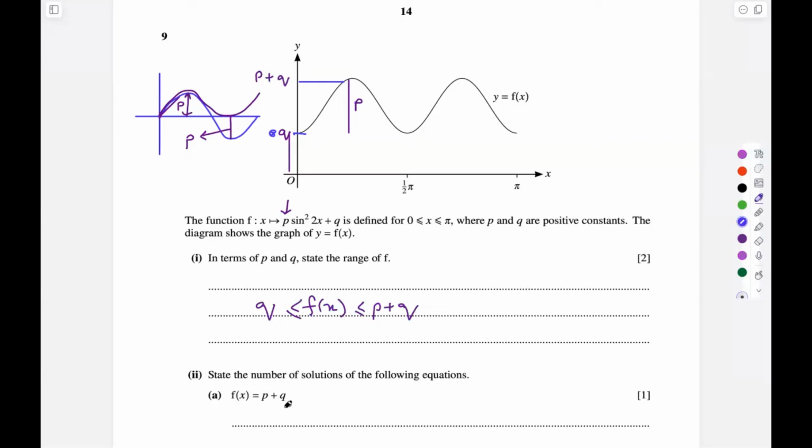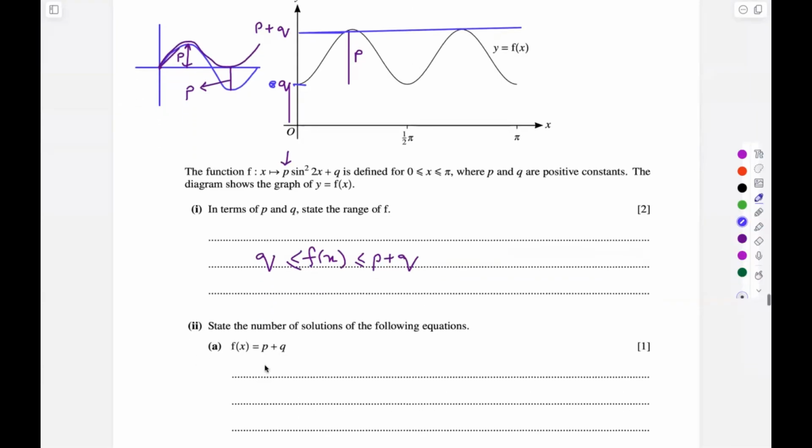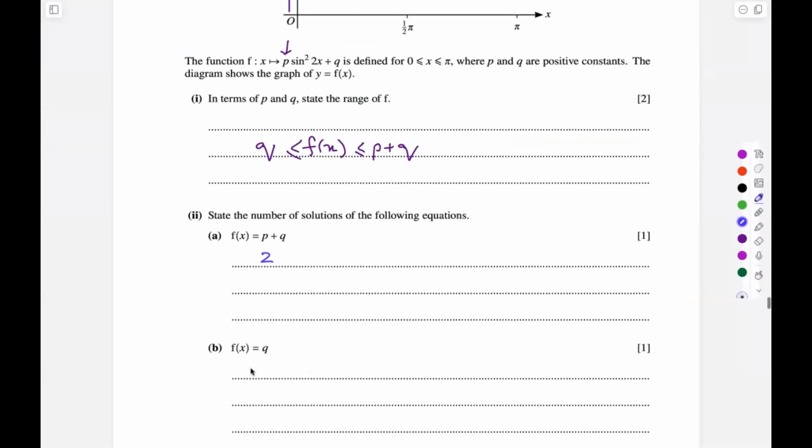In part 2a, we have to state the number of solutions of the following equations. f of x is equal to p plus q. Now, p plus q is basically a constant, and we have it up here. So if we draw a straight line from p plus q, it should intersect the graph at 2 points. So the number of solutions in this case will be equal to 2.